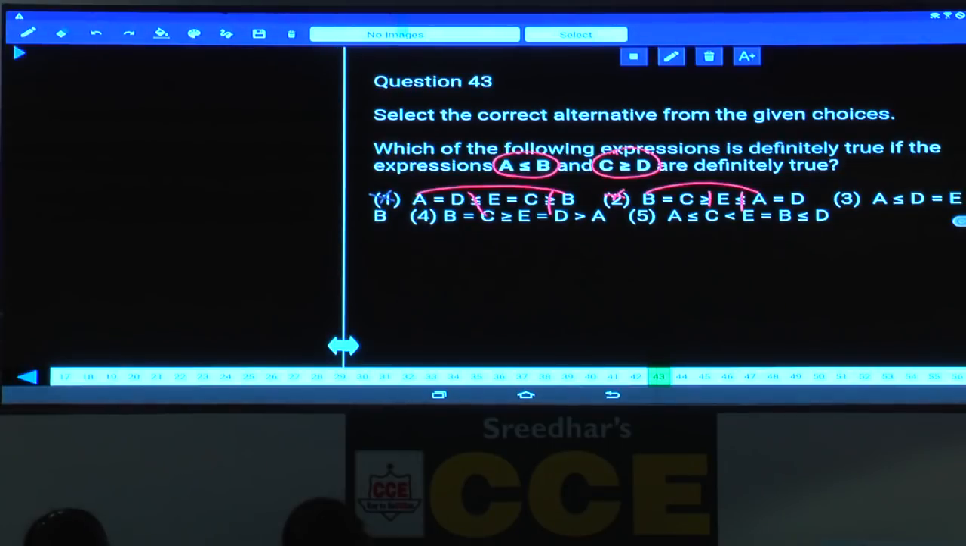Then coming to the third one, between A and B. Now between A and B, forget about this equals to. What is the symbol which is common here? Lesser than or equals to. Hence A lesser than or equals to B is definitely true. Isn't it? Then coming to the next one, C and D. Now D lesser than or equals to C means C greater than or equals to D, definitely true. Then what is your choice here? 43, choice 3 is the answer.